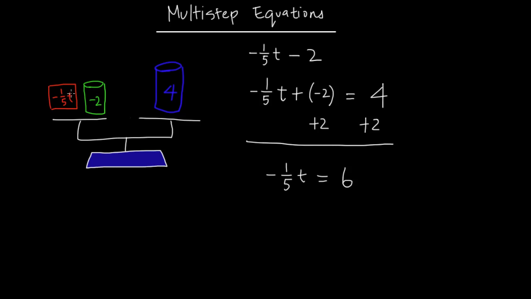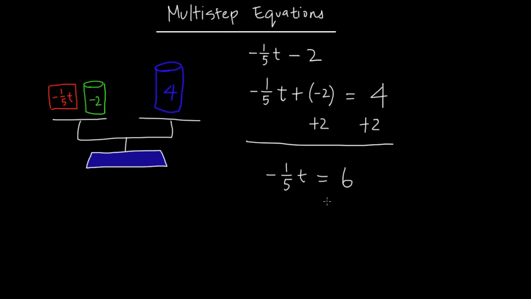So we were successfully able to take away this negative 2 from both sides of the equation by adding a positive 2. I know it seems a little counterintuitive, but that's what it is when we're dealing with negative numbers. And so now we're left with negative 1 over 5t on one side and 6 on one side.